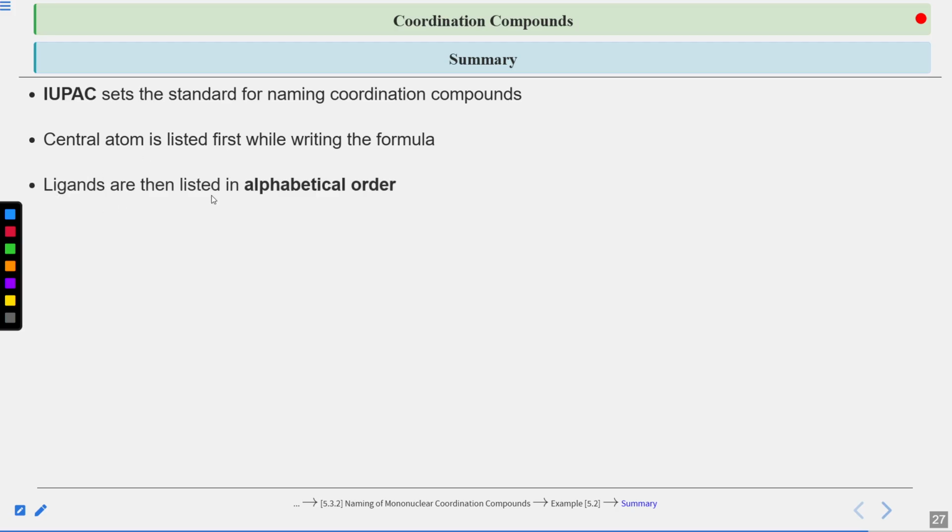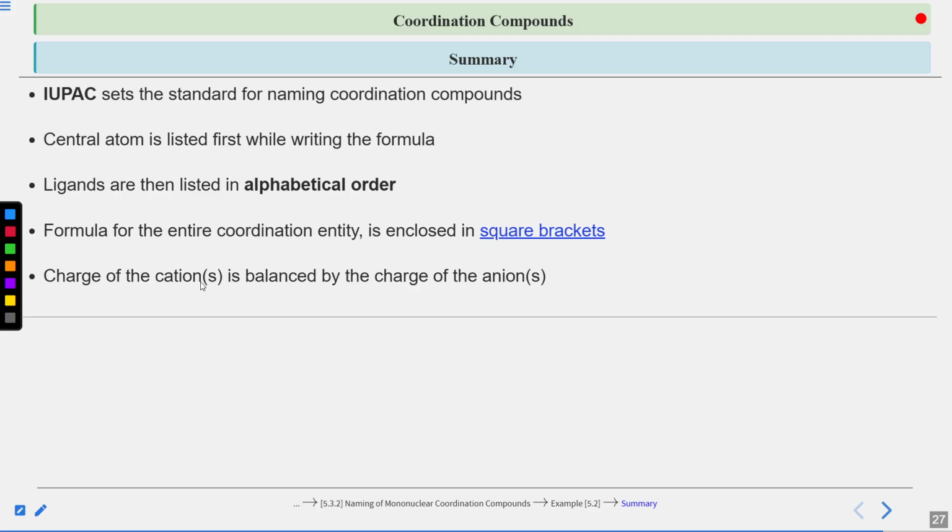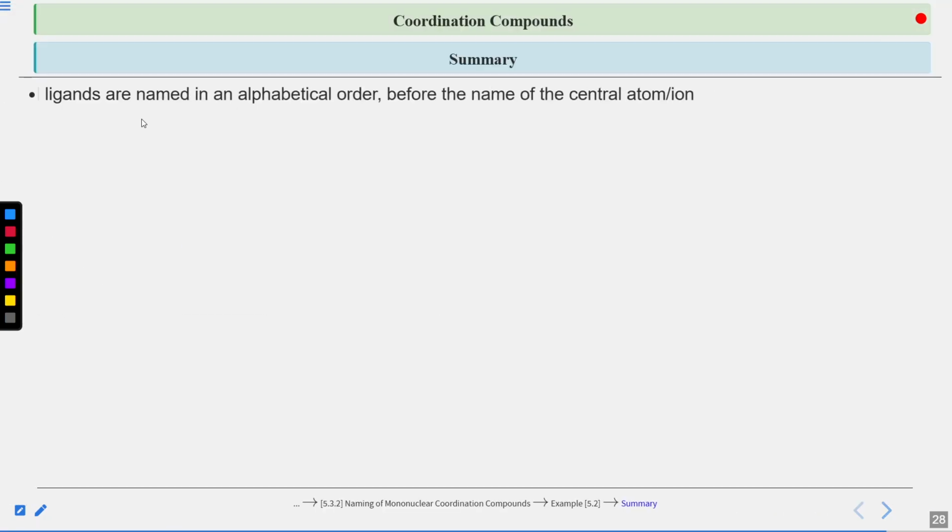Then the ligands are listed in alphabetical order. After writing the central atom, you have to write the ligands in alphabetical order. The formula for the entire coordination entity is enclosed in square brackets. The charge of the cations is going to balance the charge of the anions. The ligands are named in alphabetical order before the name of the central atom or ion, while naming coordination compounds.